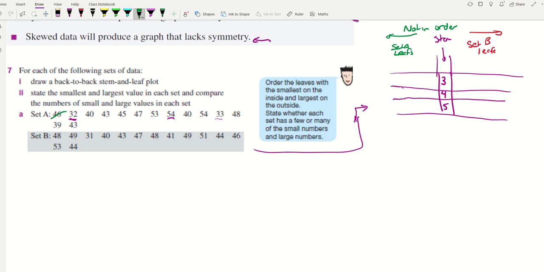So 46, I'm just going to put a 6 in there. 32, I've got a 2. 40, I've got a 0. 43, a 3. And what I'm doing already, I apologise, is I'm putting it on the wrong side. Let me just apologise for that.